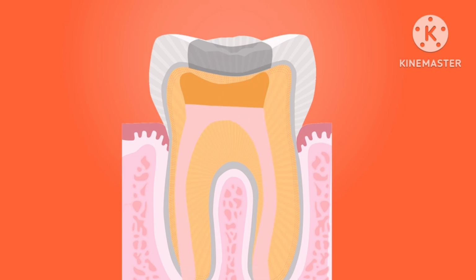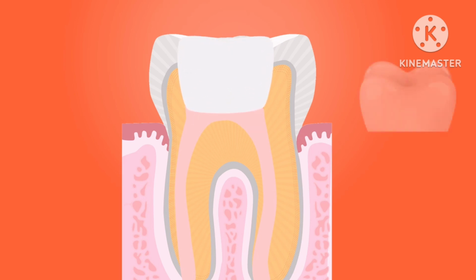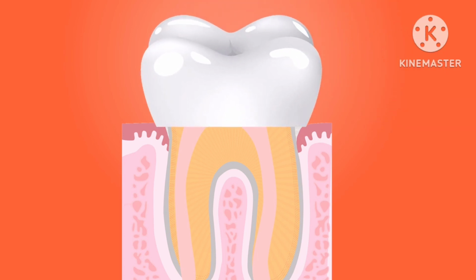This is followed by filling the root canal space with an inert material called gutta percha, and in some cases a post is given for additional retention, which is followed by a permanent restorative material. Finally, a crown is placed on top of the tooth.